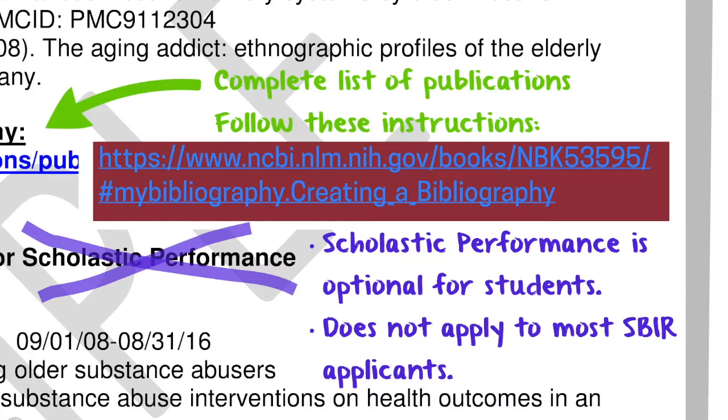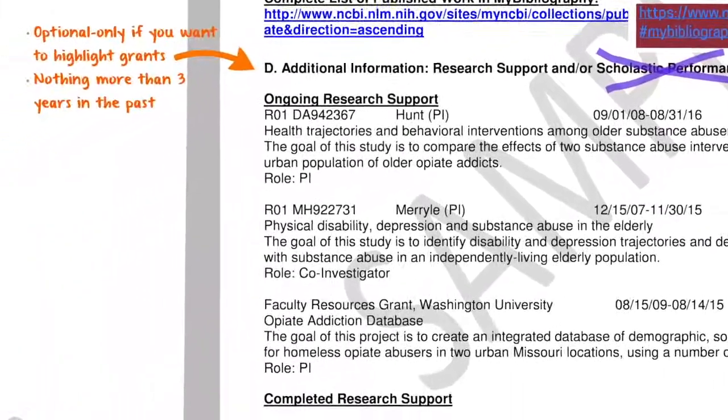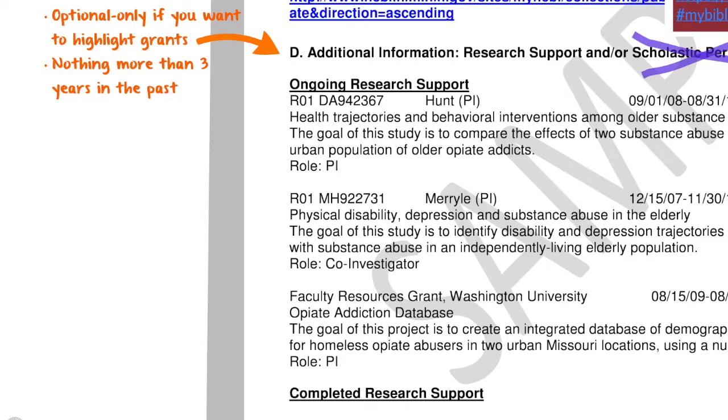There is also an option to put scholastic performance, but this option is only for students and does not apply to SBIR applications. The research support section is optional, but recommended. Include it if you want to show off other projects you are working on or have finished within the past 3 years. You may not list older projects.